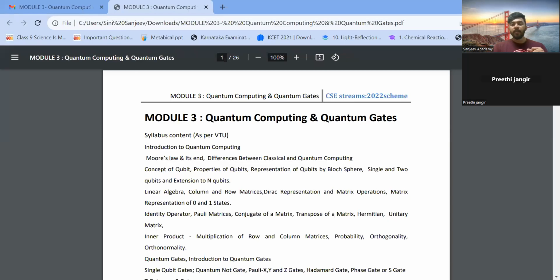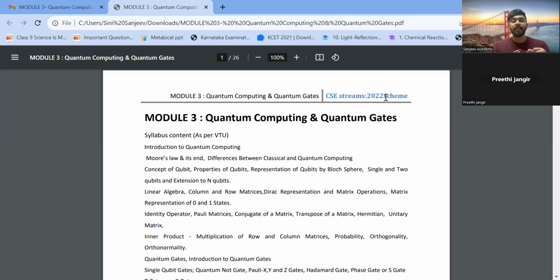The quantum computing and quantum gates. Correct. So the moment we see the word quantum, it's something very minuscule, the smallest one. For example, the electron, proton, the nucleus, all of these things come under quantum. We already studied this in class 11th, where we study the principal quantum number, azimuthal quantum number, spin quantum number, and all of these things.